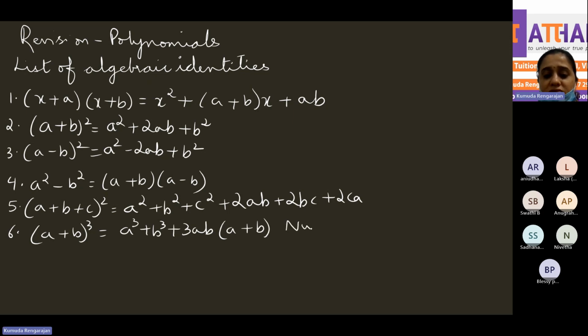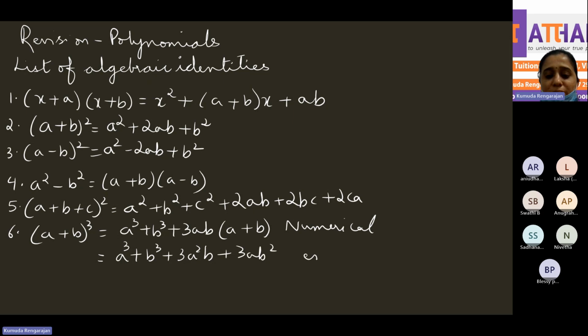This we use for numerical situations. For numerical situations, we use this. If we have to expand, it's the same, but we prefer this: A cube plus B cube plus 3A square B plus 3AB square.